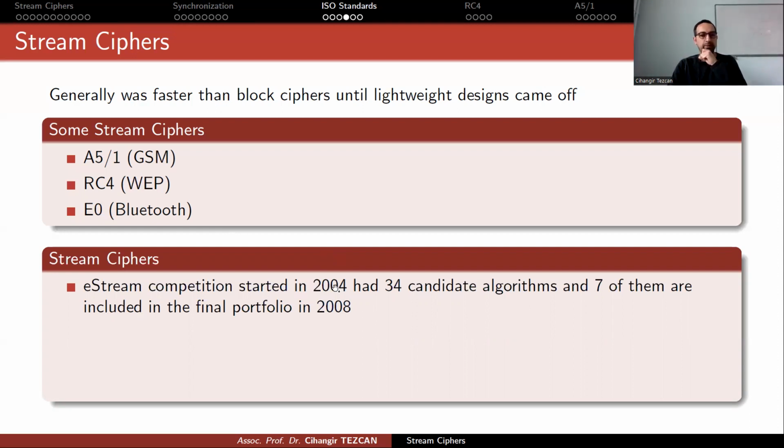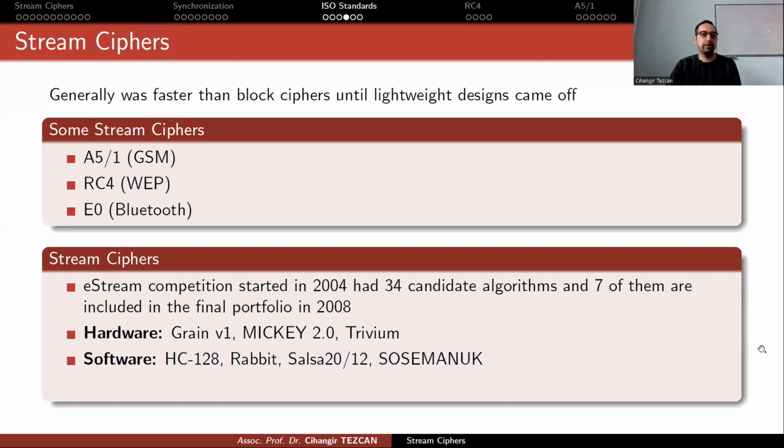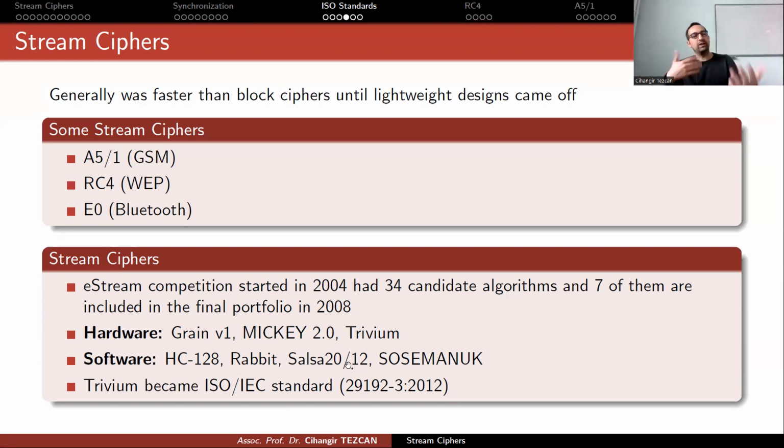So for this reason, they created a competition called eSTREAM. It started in 2004, had 34 candidate algorithms, and 7 of them were included in the final portfolio in 2008. Out of the 7, 3 of them were suggested for hardware: Grain, Mickey, and Trivium. And for software, we had 4 finalists, let's say, HC-128, Rabbit, Salsa20/12, and SOSEMANUK. But out of these, Trivium became an ISO lightweight stream cipher standard in 2012, and Salsa, a modification of it called ChaCha, is currently used in TLS 1.3.